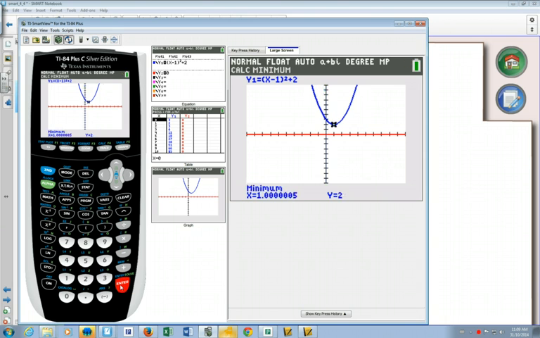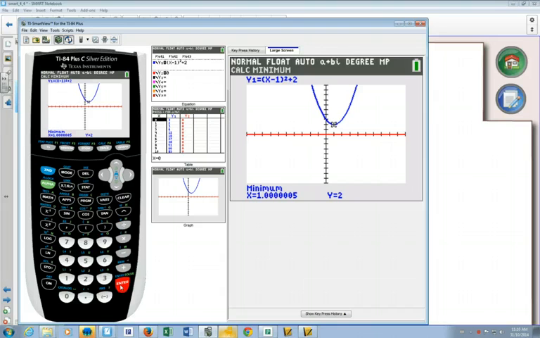The interesting thing about your calculator is you might get a different answer for the x value, because the way that your calculator works is it uses an algorithm where it gets closer and closer and closer to finding that minimum, and when it feels like it's close enough, it stops. In reality, the actual minimum for this one is when x is 1 and y is 2.